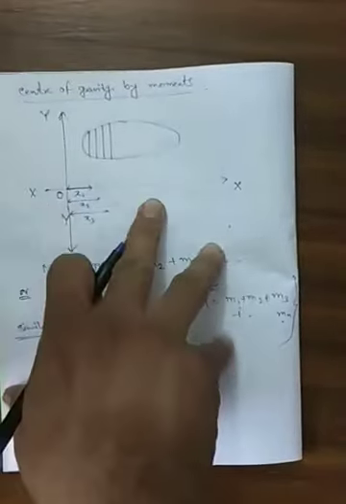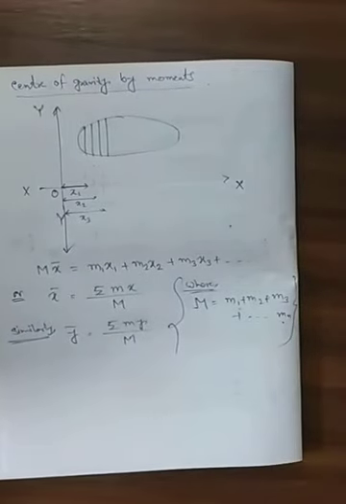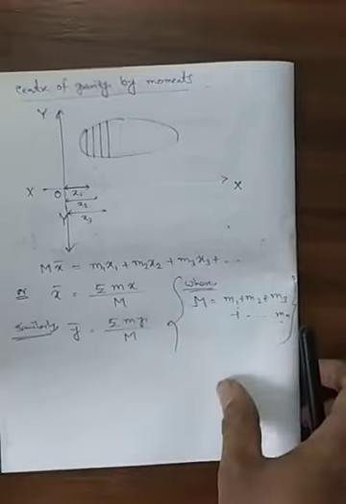Now let's move on to some interesting numerical problems. We have to find the centroid or center of gravity of random figures, like a T section, channel section, H section, and angle section. So let's start with the T section. I am taking a T section.